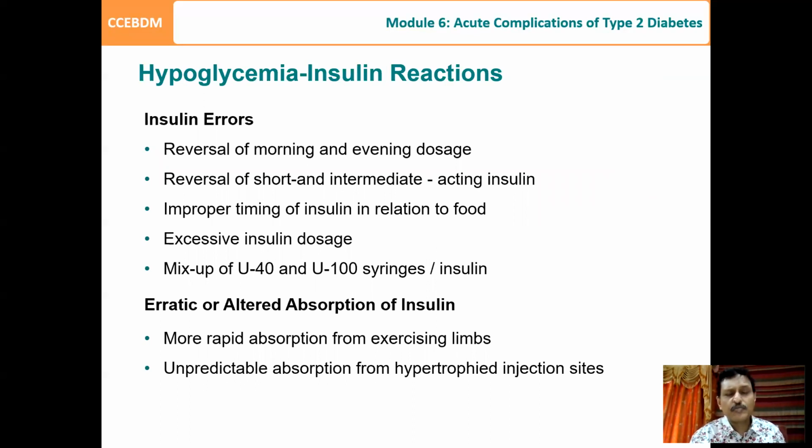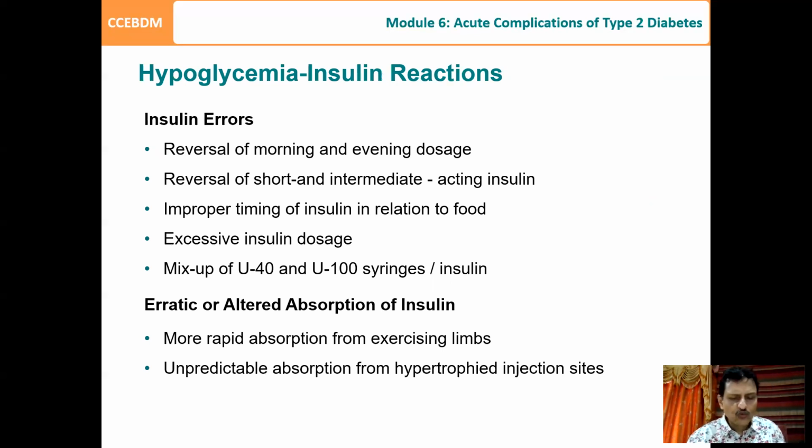Sometimes I have found that the patient has actually made mistakes, that the dose that should be taken in the morning has been taken at night, or sometimes the dose which is supposed to be taken at night is taken in the morning. So if they mix up the dose, quite naturally, both doses may not be the same, and if they take an excessive dose, the possibility of hypoglycemia is very high.